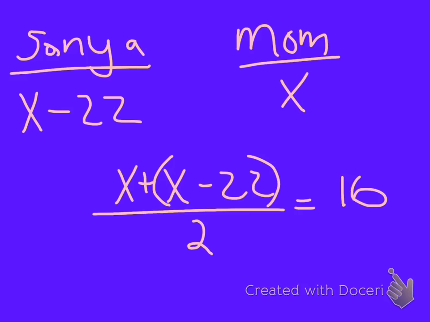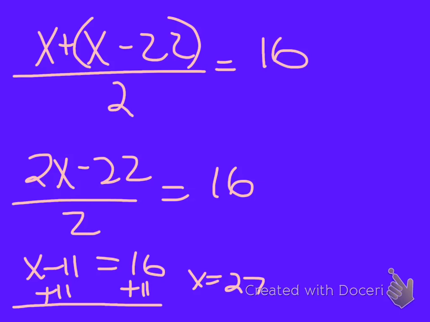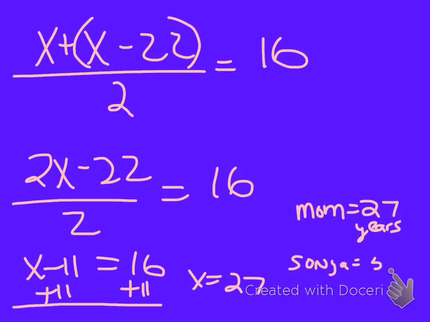27 minus 12. Oh, she's little. She's only 5. Yes, she's 5. So Mom is, we said, 27. Yeah, 7. And we should say years probably. And Sonya is 5. And is that possible? She could have had her at 22. Yeah, kind of young, but yeah, it's possible.